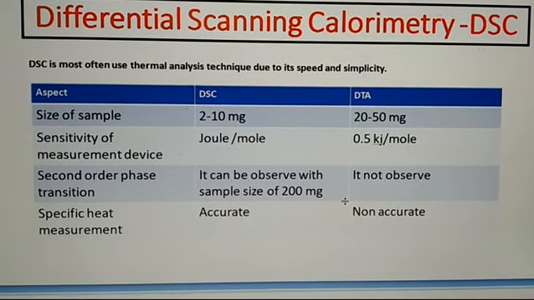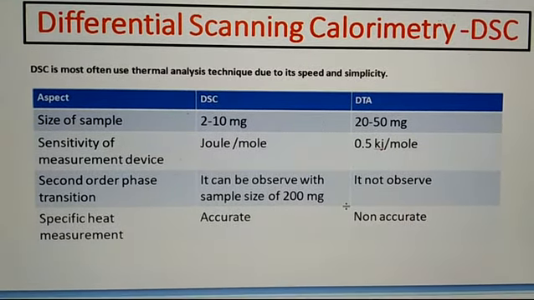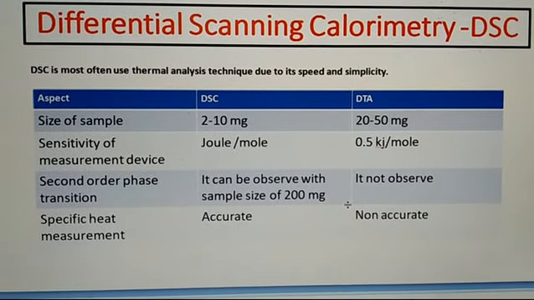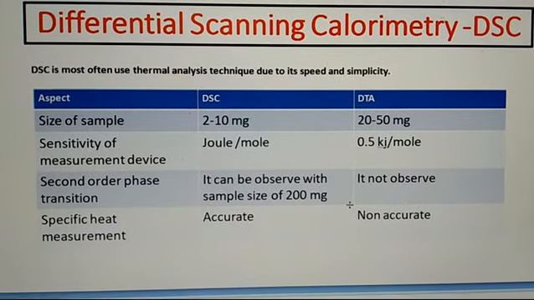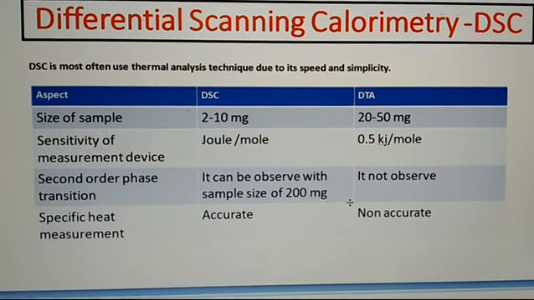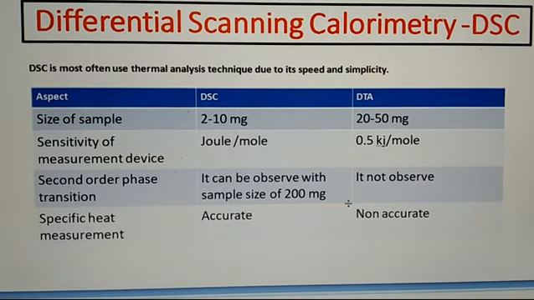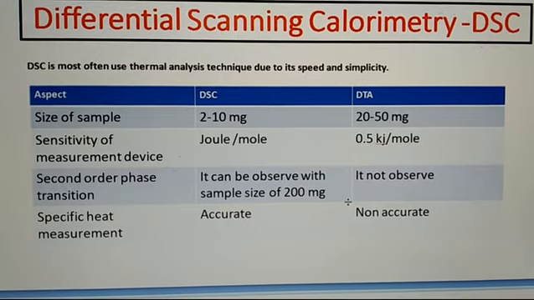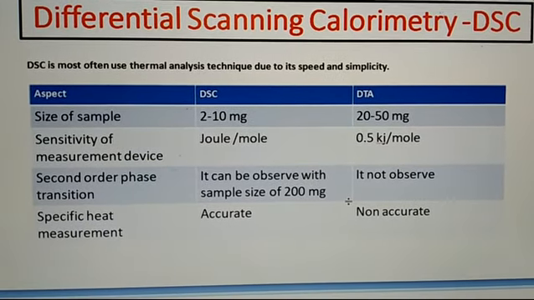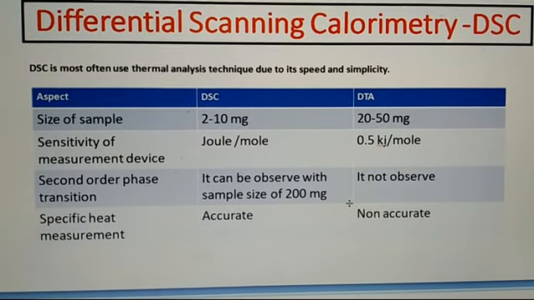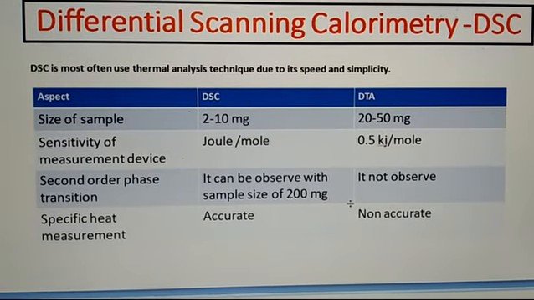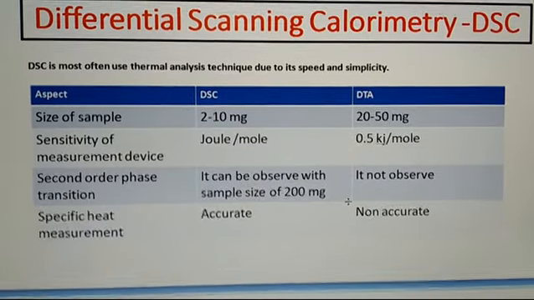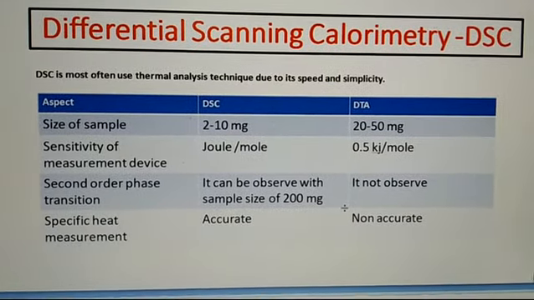The sensitivity of DSC is in joules per mole, while for DTA it is 0.5 kilojoule per mole. Second order phase transitions can be observed in DSC with a sample size of 200 milligrams, while in DTA they are not observed the same. For specific heat measurement, DSC is very accurate, while DTA is not accurate.